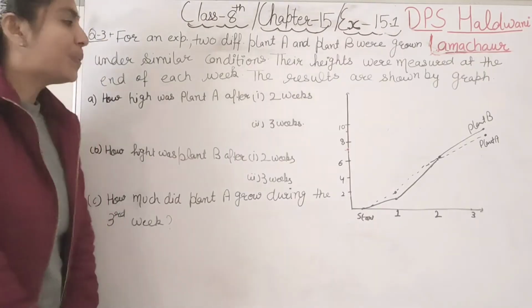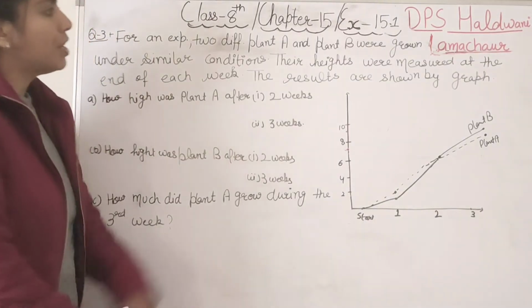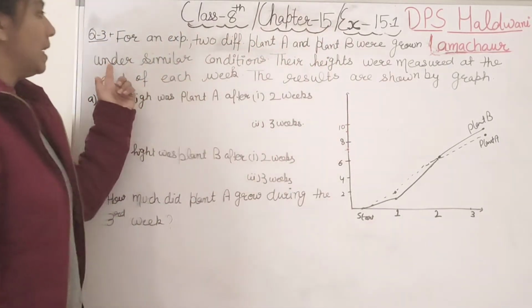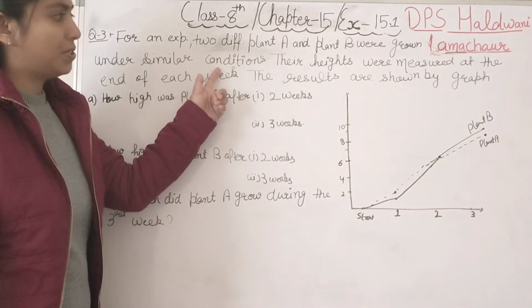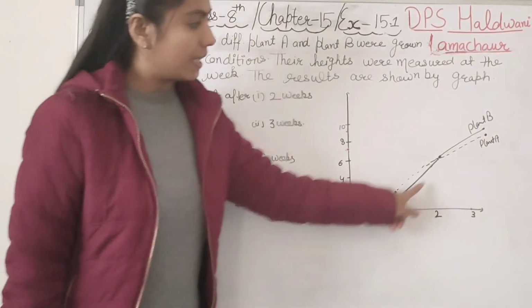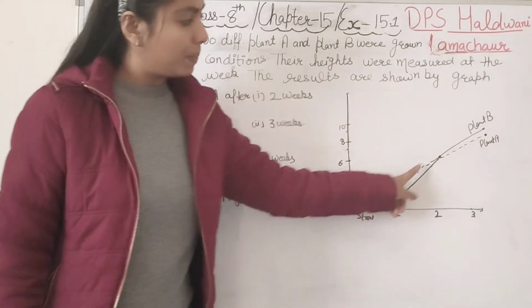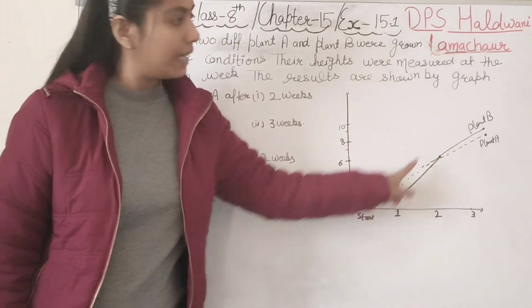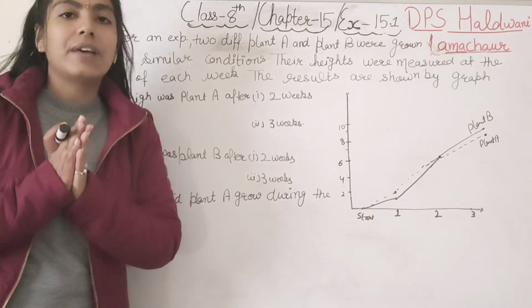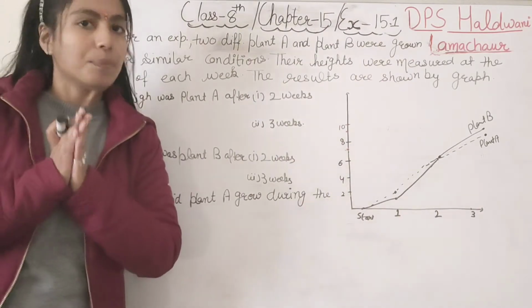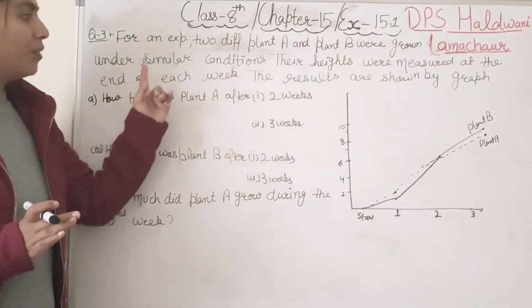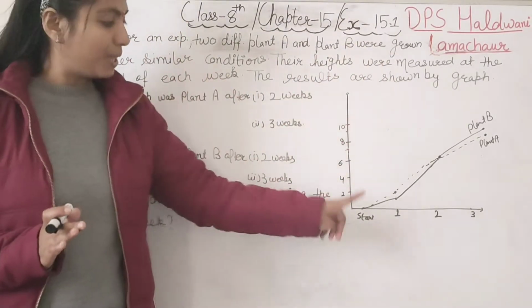Now, student, coming to our question number 3, for an experiment, 2 different plants, plant A and plant B, were grown under similar laboratory conditions. Right? This is the plant A growth graph. This is the plant B growth graph. Means the dotted line is for plant A and the solid line is for plant B. Plants have grown in the laboratory under the same condition. Right? And their heights were measured at the end of each week. For 3 weeks, 1, 2, 3.